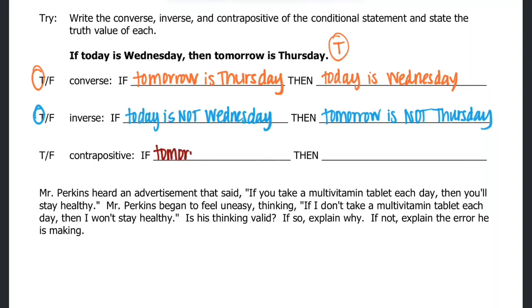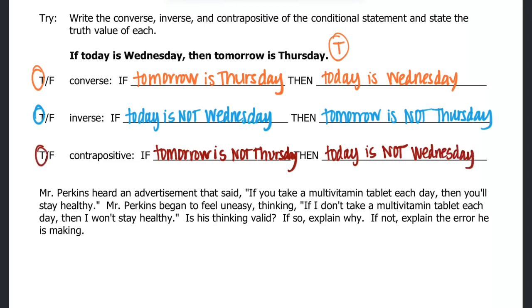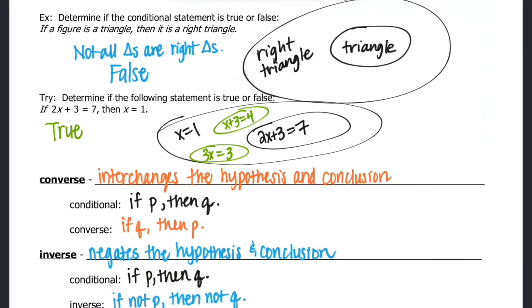And our contrapositive, if tomorrow is not Thursday, then today is not Wednesday. And that is true. It's most definitely true. If tomorrow's not Thursday, today's not Wednesday. Well, look at that. These two shared the same truth value again. And what else? Well, look at that. These two shared the same truth value this time.